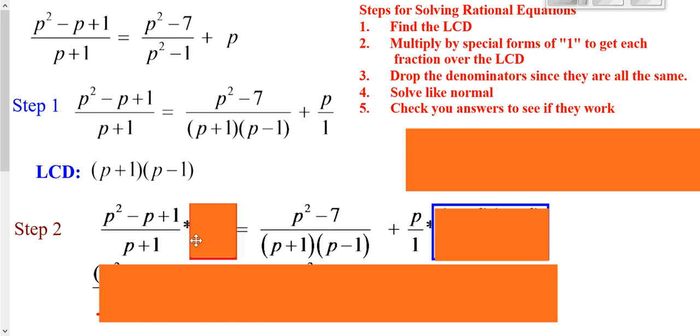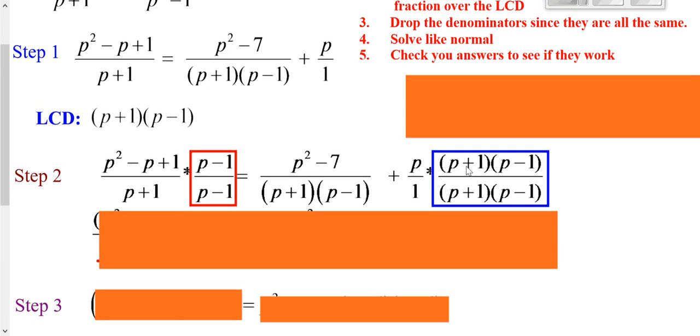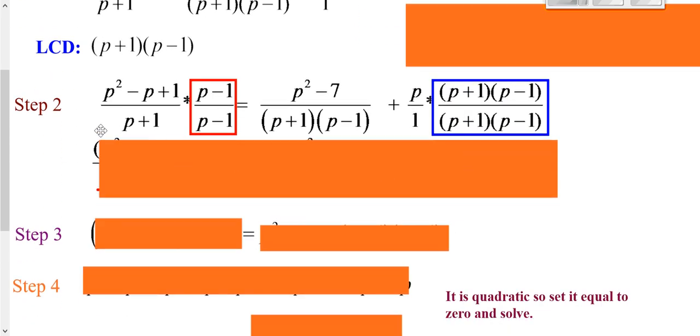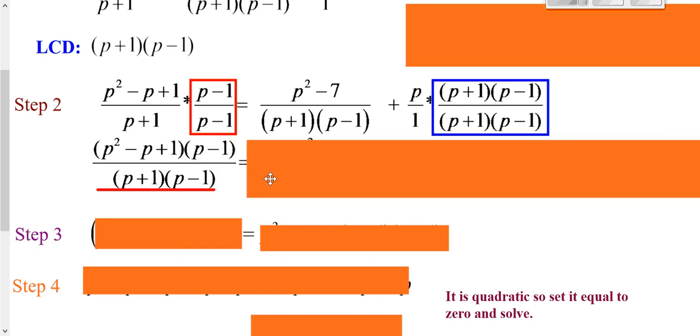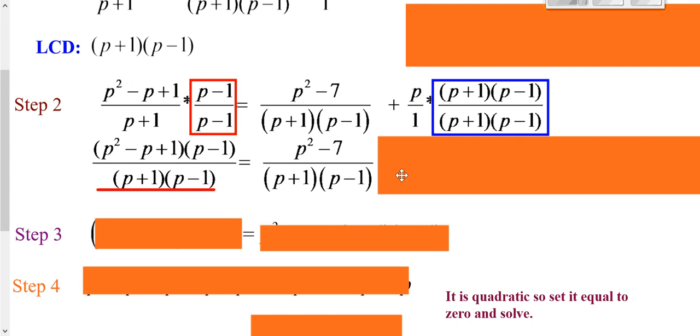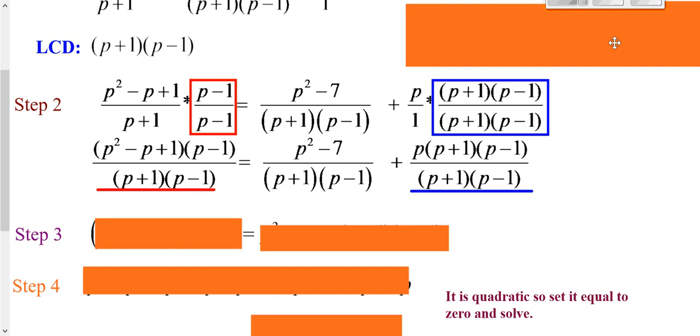Our first fraction needs an x minus 1 top and bottom, which is once again a special form of 1. Our first fraction on the right-hand side here already has our common denominator, so we don't have to change it. Our last fraction on the right-hand side only has a denominator of 1, so it needs both of those, top and bottom. So everything in the blue is a special form of 1. Multiply these first two together. Equal sign. Bring down the next fraction because it already had nothing we had to change. Plus, and then multiply the last two together. Last two fractions, that is.